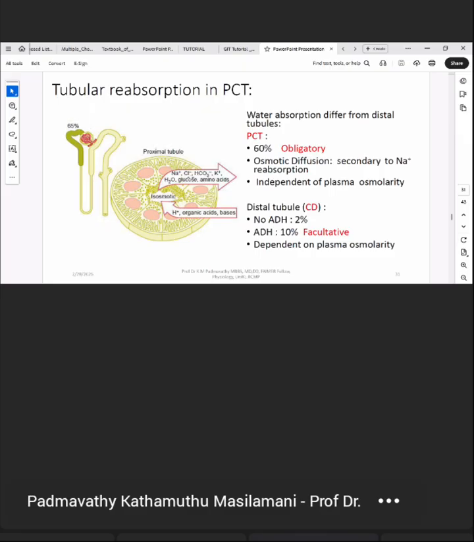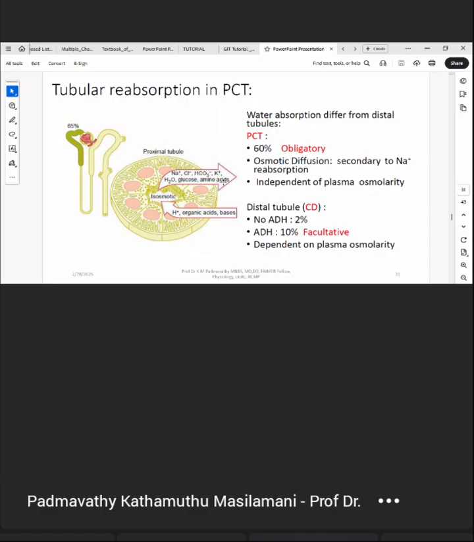So you can see some of the substances are reabsorbed. Okay, so this is important. Because the absorption of water and the sodium is equal, that is why it is maintaining the isosmotic tubular fluid. Some of the substances are reabsorbed, some of the substances are secreted. The major substances which are reabsorbed are sodium, potassium, chloride, bicarbonate, glucose, and amino acids.